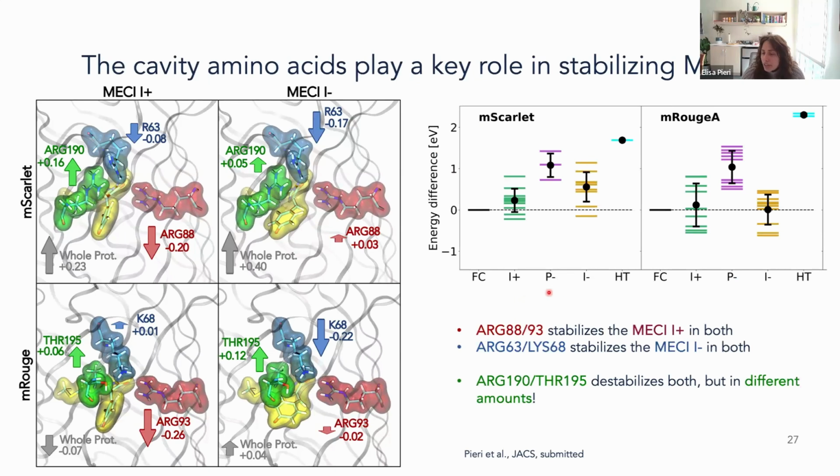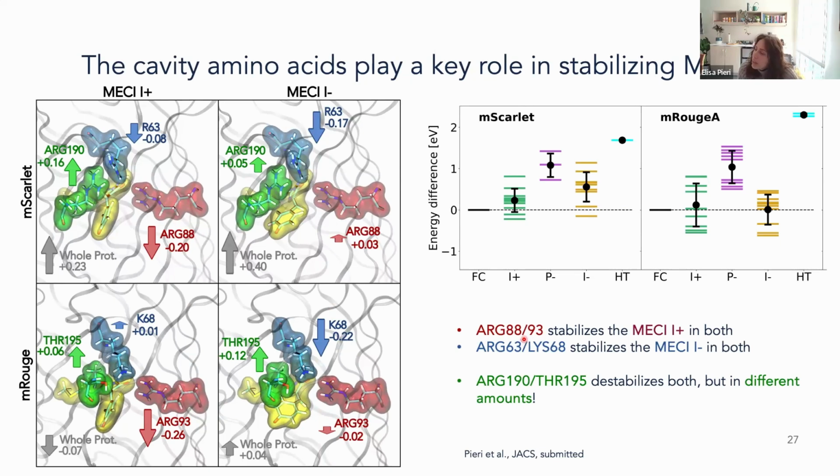So first of all, you can see that some amino acids that are conserved have a specific function. For instance, this arginine 88 or 93, which is conserved, it mainly stabilizes the MSCI I plus type in both proteins. And similarly, arginine 63 or lysine 68 have a similar effect, but on I plus. So it stabilizes the I plus type. So these two are just a confirmation that this analysis makes sense because it's consistent.